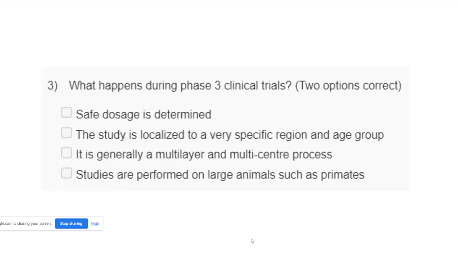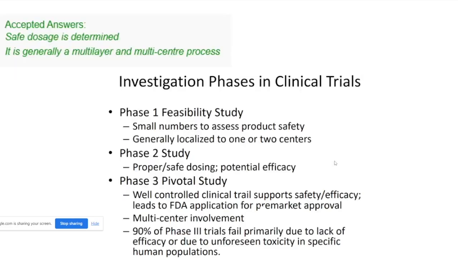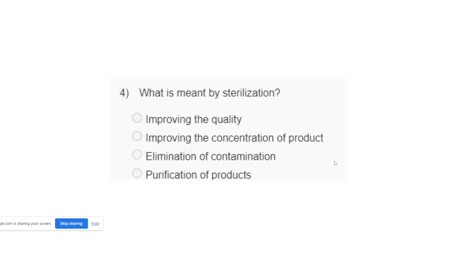Now this was the third question. What happens during phase 3 clinical trials? So here the correct options would be safe dosage is determined and it is generally a multi-layer and multi-center process. Now this is the fourth question. What is meant by sterilization? So here the correct answer would be elimination of contamination.